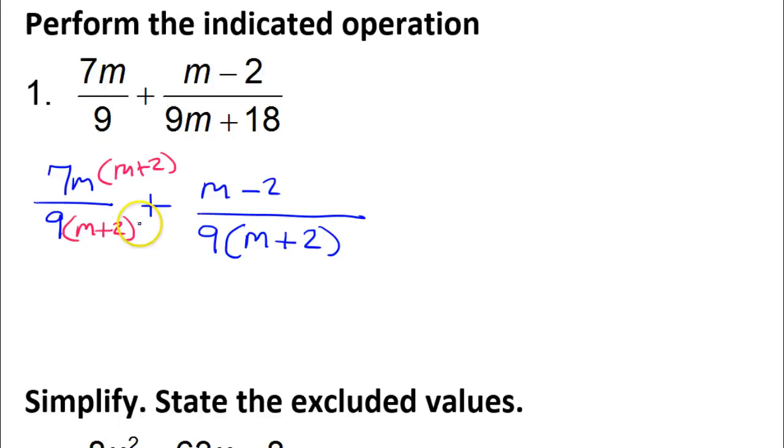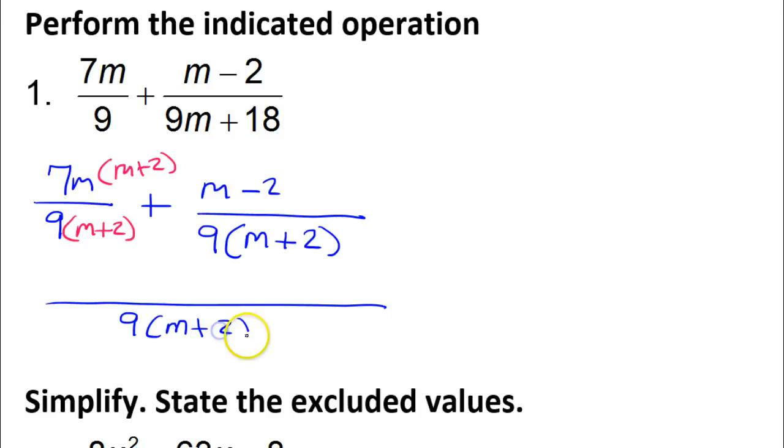Now when you're adding, you don't cross out the denominators like we will when we're solving an equation. You just keep your like denominator. So I'm just going to recopy that 9 times m plus 2, and put the numerators together. So this is going to be 7m squared plus 14m, from doing the distributive property. And then I'm just going to bring down the plus m minus 2 from this numerator.